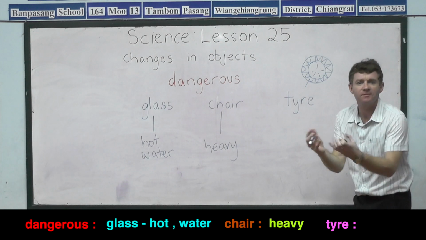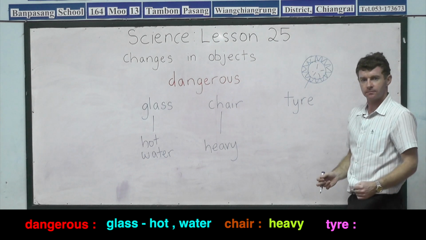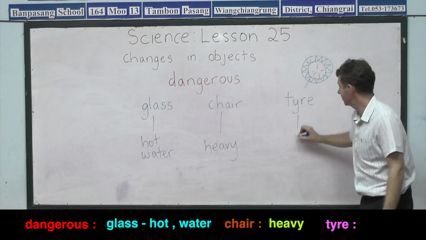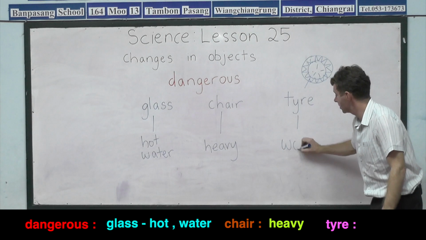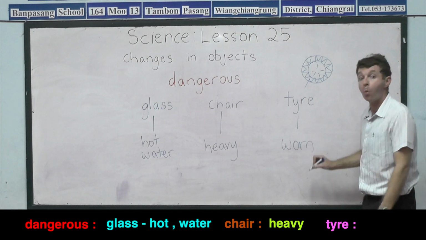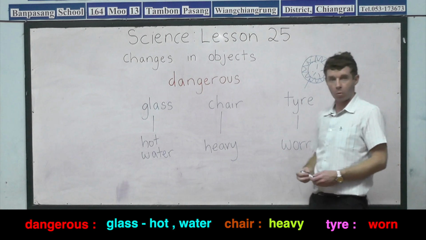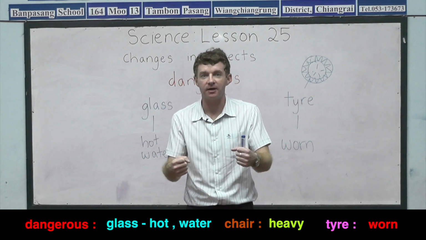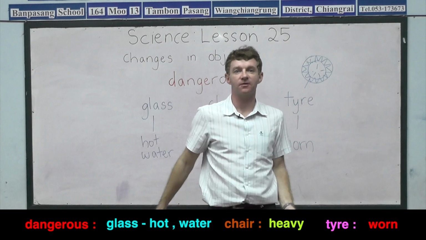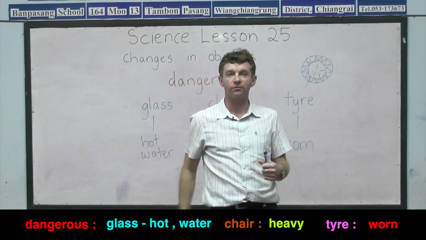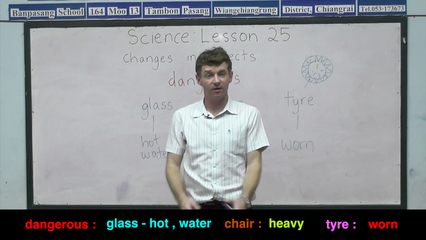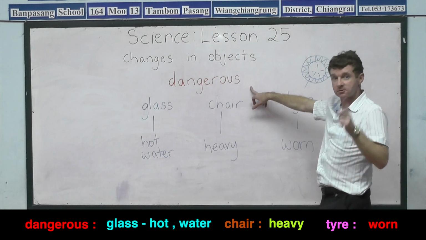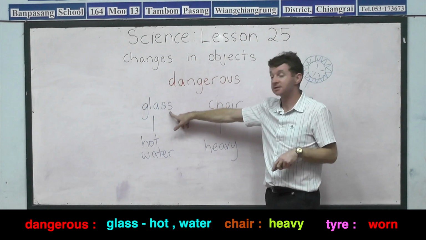But what happens if it breaks? What happens if we use the tire for too long? It becomes worn. And if the tire is worn, when we're driving, the wheel might shatter, the wheel might go off the road, and then we'll crash. So that could be dangerous.